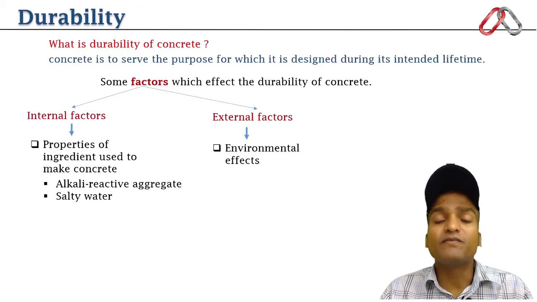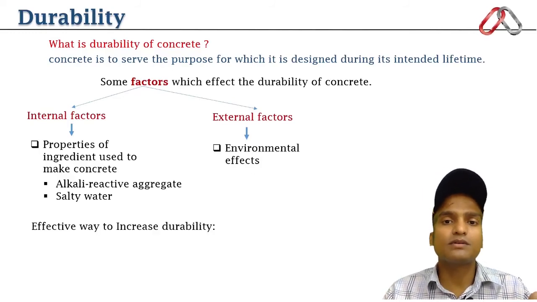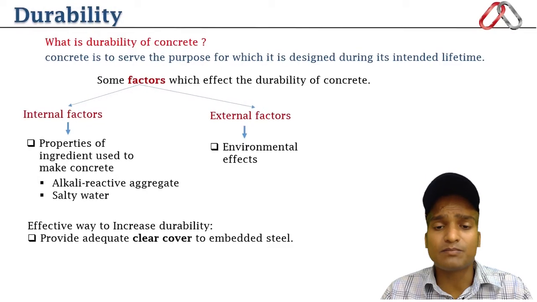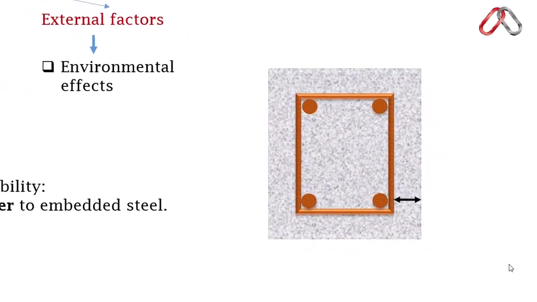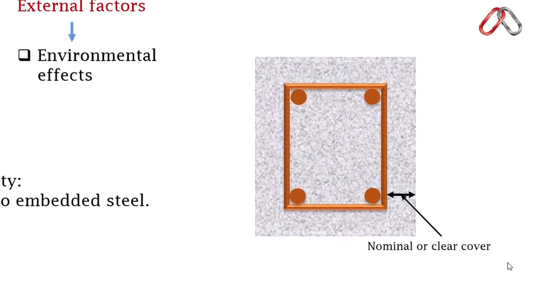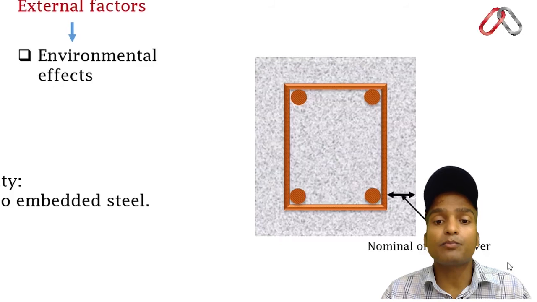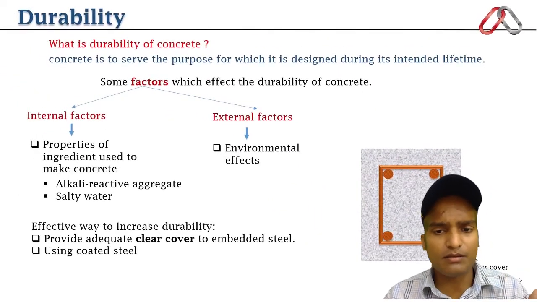So what are the effective ways to increase durability of the concrete? The first one, the most practiced, is to provide the clear cover. Just like you can see in this picture, this is the cross section of a beam and the distance between the extreme fiber to the center of the reinforcement bar is said to be the nominal or clear cover. CC से भी रिप्रेजेंट करते हैं, ठीक है. So this clear cover protects the member from the external factors. तो ये तो क्लियर कवर की बात हुई.